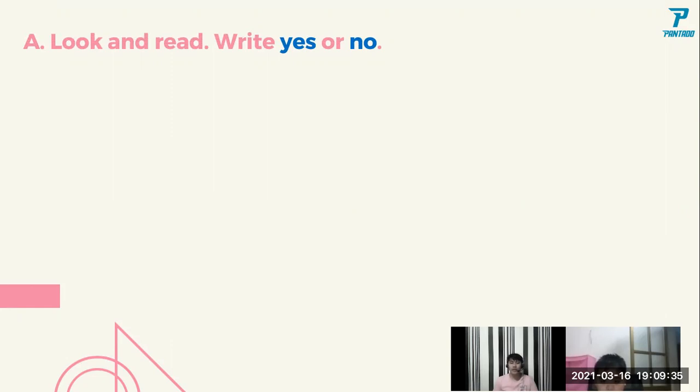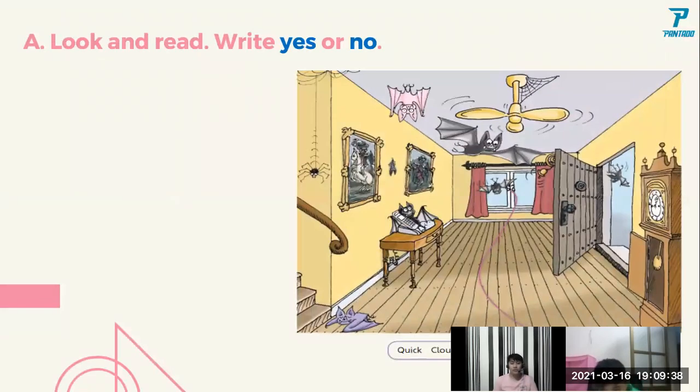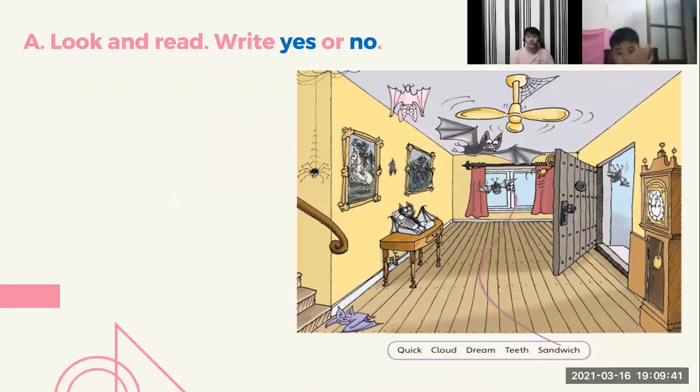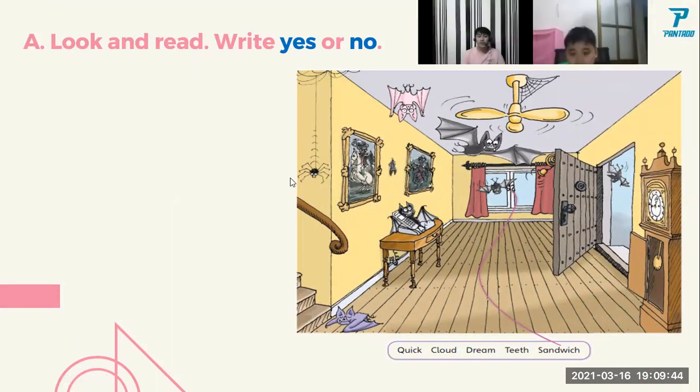Okay, try to look and read and write whether yes or no. There is a picture here. Can you see the picture? Yes. Okay. How many bats are there? There are seven? Yeah. Okay, let's try to check. Can you put a circle to see if there are seven?